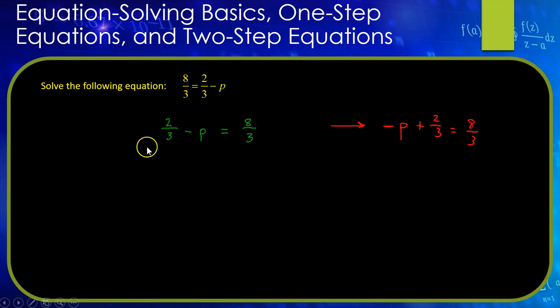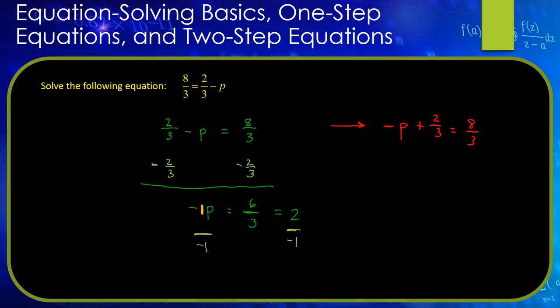But I do recognize that this 2/3 is being added. I do have a multiplication of -1, so the addition of 2/3 has to go away first, so I'm going to subtract 2/3 from both sides. When I do that, I end up with negative p equaling 6/3. And 6/3, 6 divided by 3, is 2. So I'm going to simplify that. So I have negative p equaling 2, and again, negative p is the same thing as -1 times p equaling 2. So I'm going to divide both sides by -1, and I end up with p equaling -2.